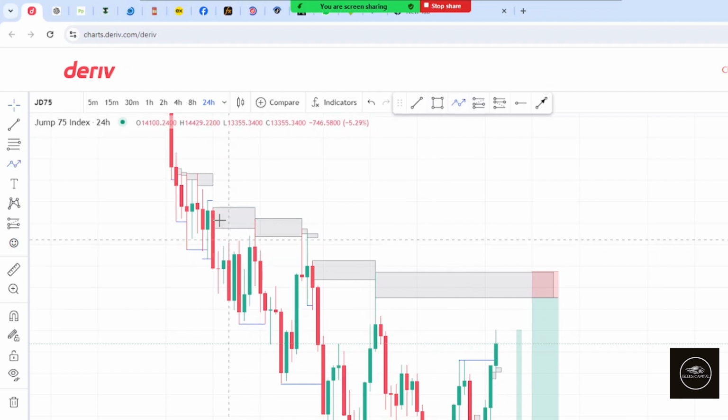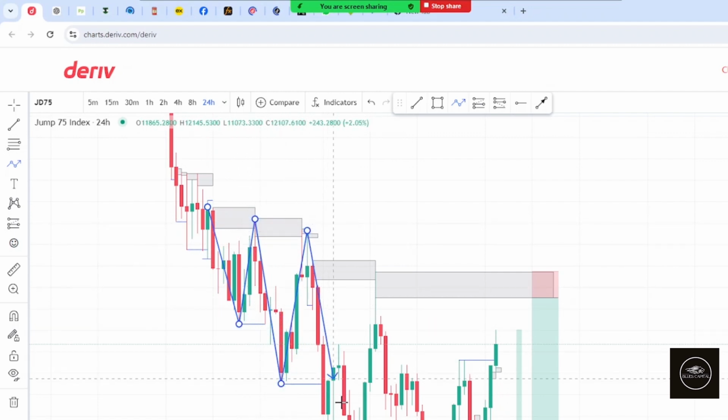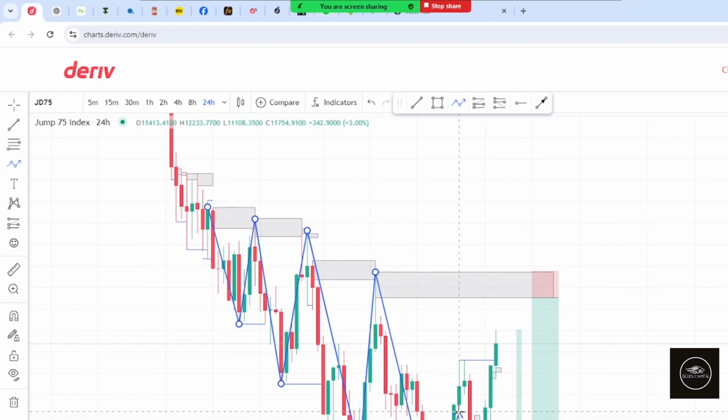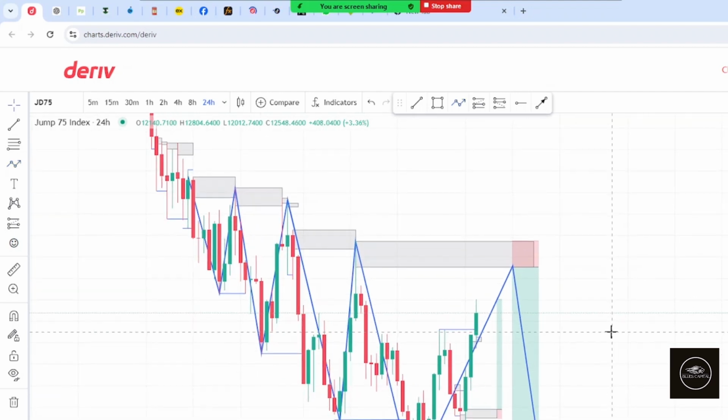You can see lower low, lower high, lower low, lower high, lower low, lower high, lower low. I'm now anticipating the market to create a lower high at this zone before continuation to the downside. Something like this.